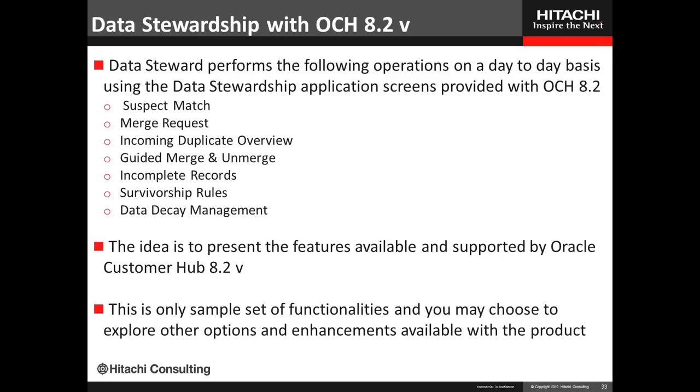And you have the incoming duplicate overview. As and when the data is flowing from the multiple source applications, you get to see how many duplicates are coming in. Then you also have a guided merge, which gives some parameters for the data steward to choose the right record to merge. And you have incomplete records, where you can send a report back to the source systems and ask them to correct the data. And survivorship rules are, as I talked about, which system has the maximum weightage to update one specific field of a master data.